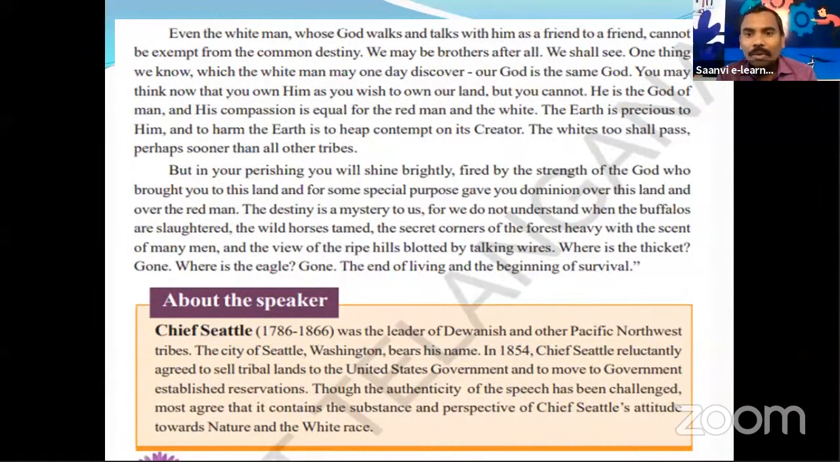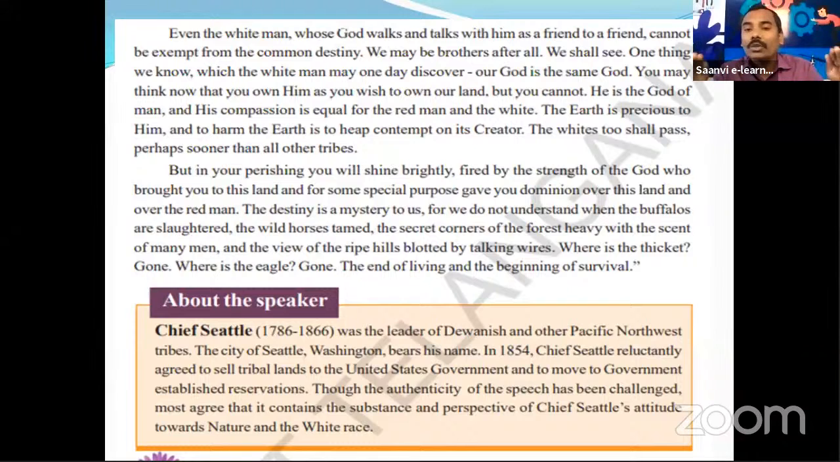Okay. We do not understand when the buffaloes are slaughtered, the wild horses tamed. What is the need of taming the horses? You know what is the meaning of the word tame? Tame, it means train to obey. The secret corners of the forest, heavy with the scent of many men.